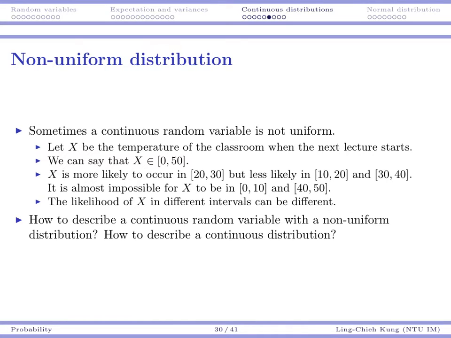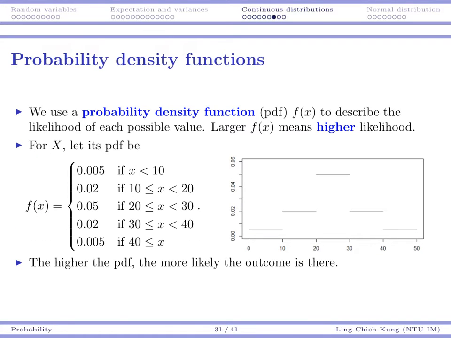So for that kind of non-uniform distribution, again, we want to describe that continuous distribution. And then the idea would just be the same. List or describe all the possible values, and for each possible value, assign a likelihood to it. So that's the idea of probability density function, or abbreviated as PDF. Typically, we use small f to denote a PDF. So what's that? That is a function mapping a possible value to its likelihood.